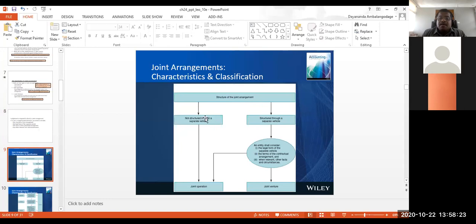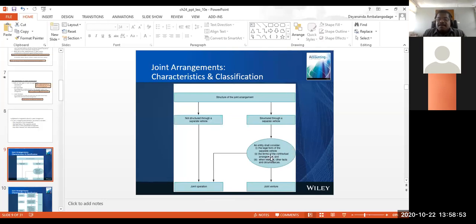There's a separate body to do that particular operation. And here, structure through a separate vehicle. Here there is no structure through a separate vehicle. There is no particular legal body, and here there is a legal body. Even if there is a legal body, we don't know whether it is a joint venture or joint operations. There are certain questions to be raised.